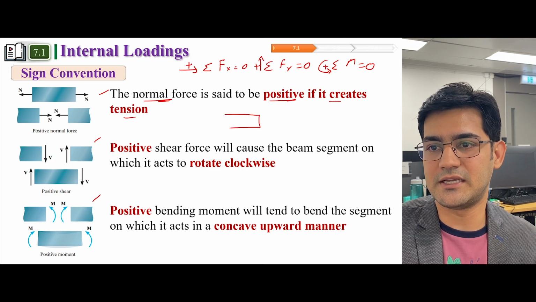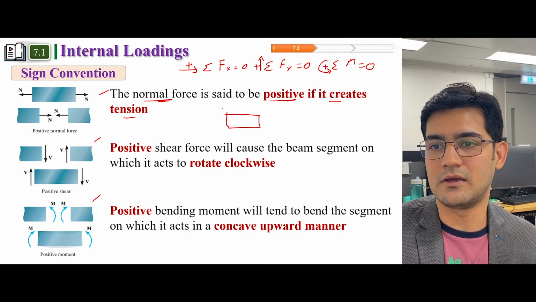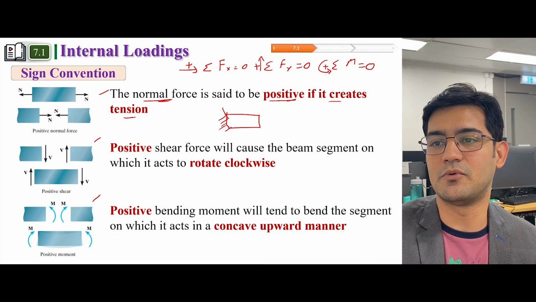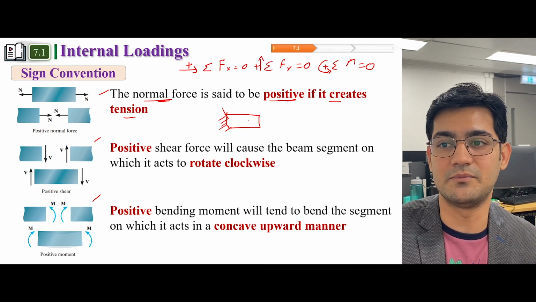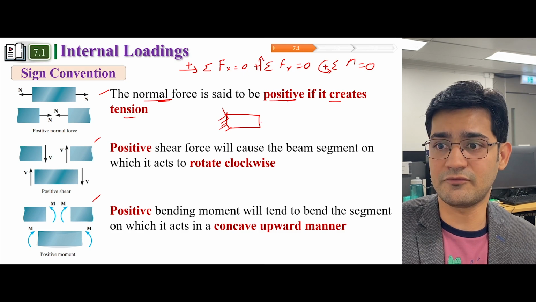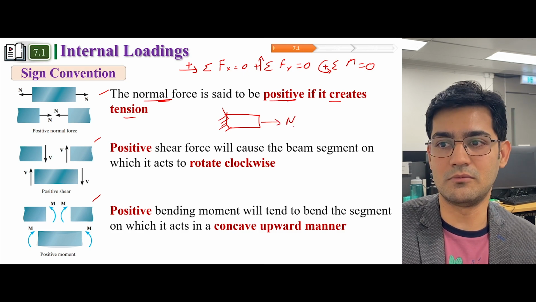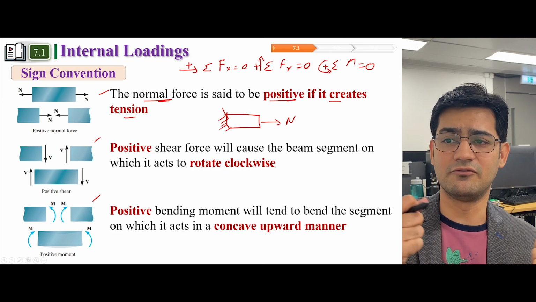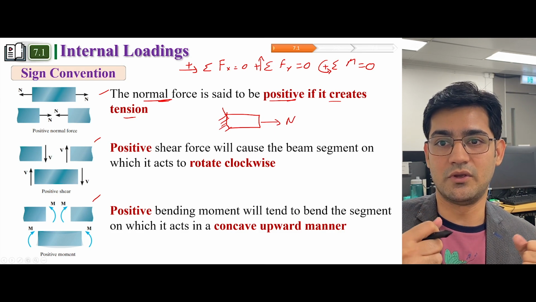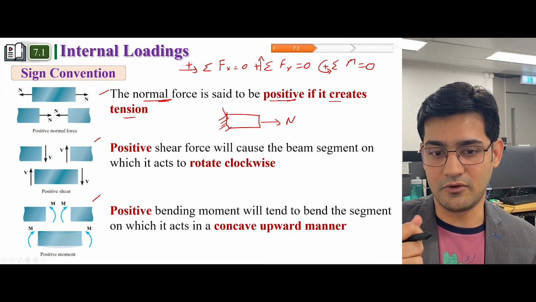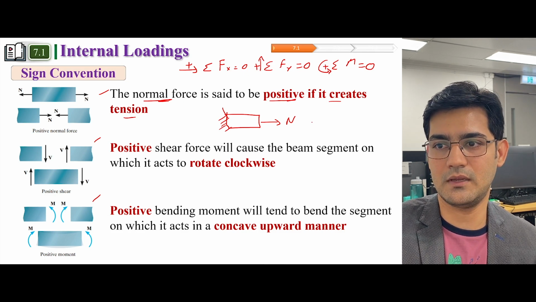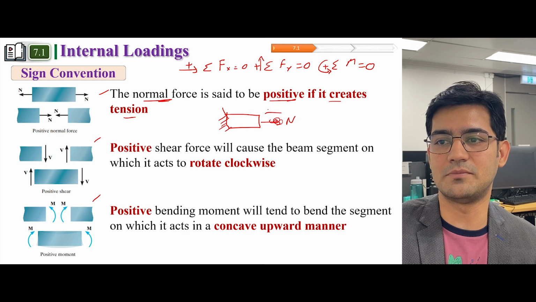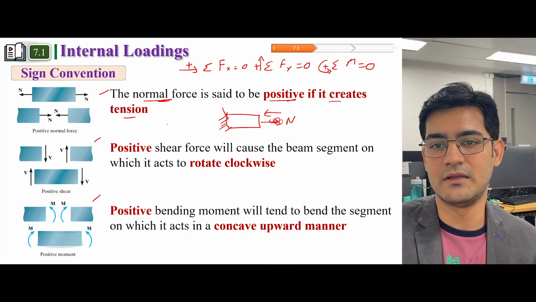For example, this is a member, let's say again a fixed support, and this is a structural member, the cantilever beam which we were discussing in the previous slides. Now if a force is acting normal and this force is creating tension, then this type of force would be considered positive. And if it would have been acting in the opposite direction, then the normal force would have been negative.